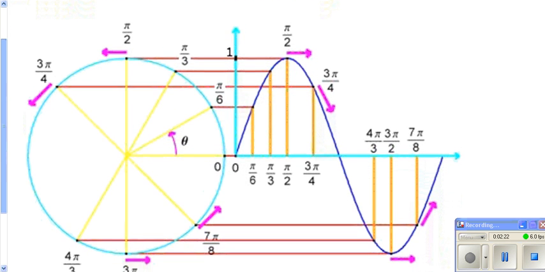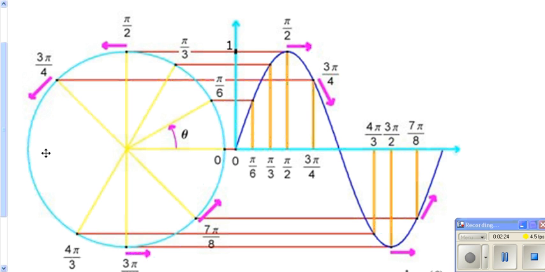Here's a way to look at your sine curve. We had said sine is your y coordinate. So at 0, you're at a height of 0. At pi over 6, you've got to go up that height, because we're looking at the sine of pi over 6, which would be your y coordinate. Then we go to pi over 3 and take the sine. We've got to take our y coordinate. So at pi over 3, we're going to be at the same height when we're looking at our sine curve.